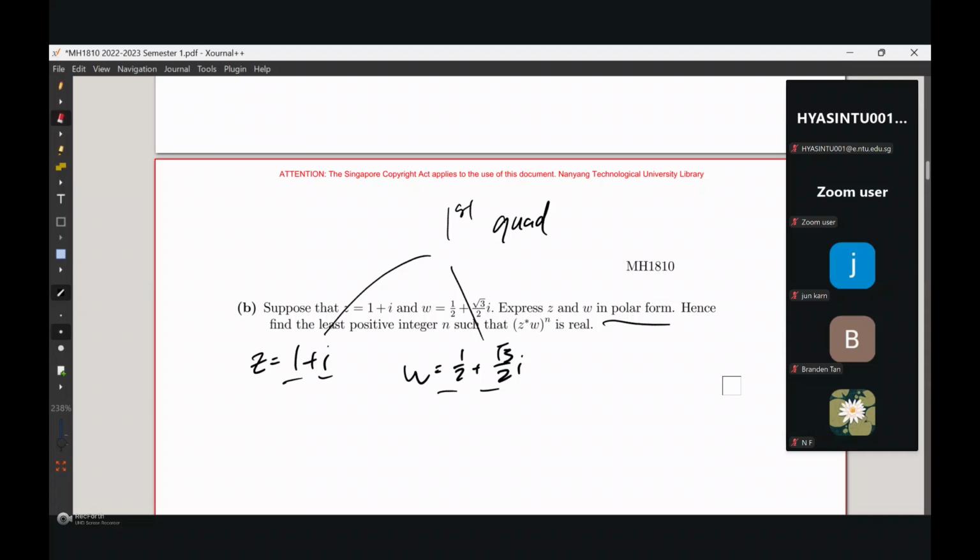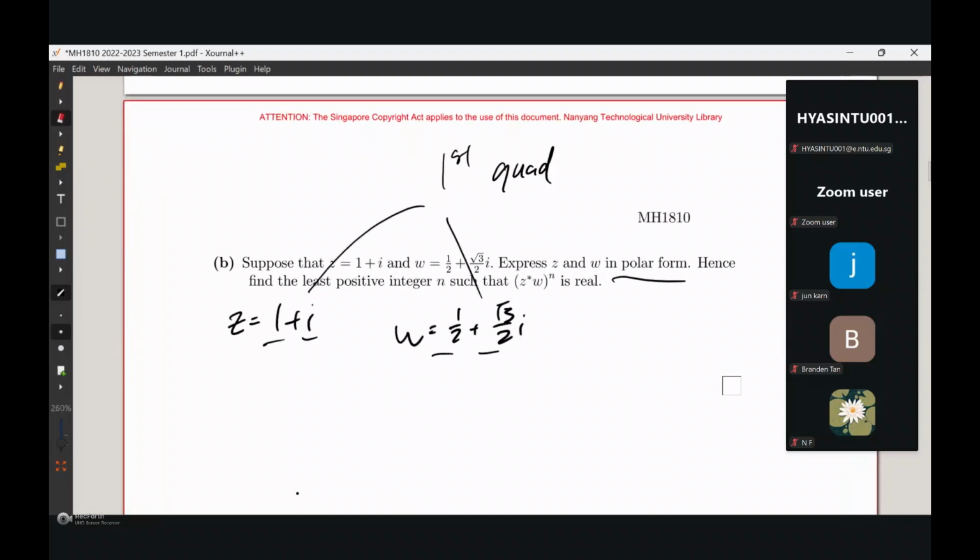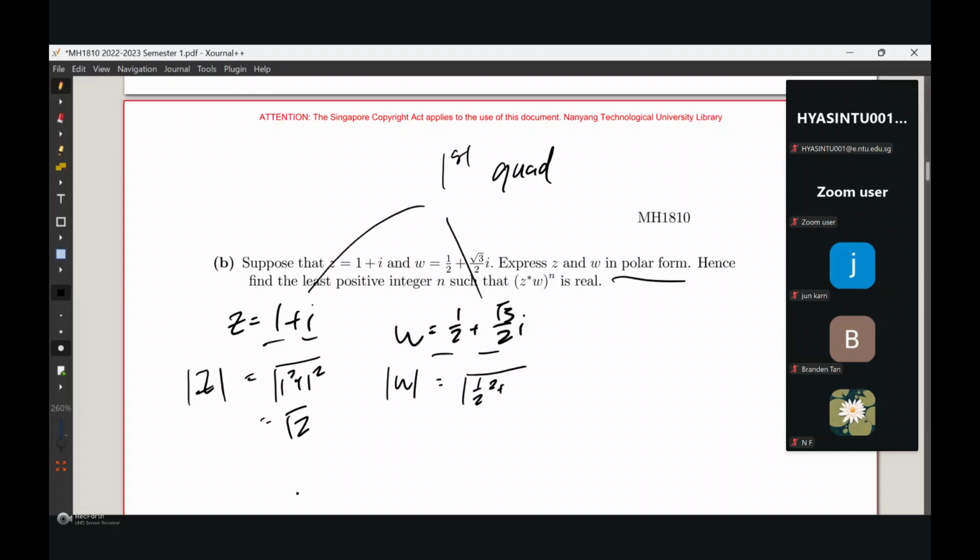Okay, so we want to express this in polar form first. So let's find the modulus for z. The modulus for z is the square root of 1 squared plus 1 squared, which is square root 2. And the modulus for w will be the square root of half squared plus square root 3 over 2 squared. Let's calculate this. This is 1 over 4 plus 3 over 4, which is 4 over 4, which is square root 1. So this is 1.